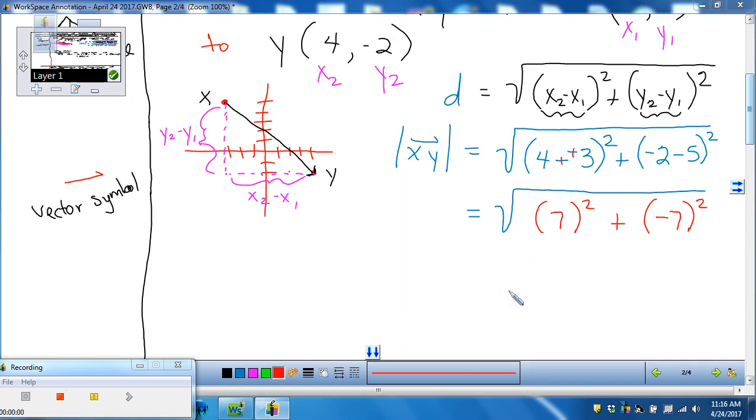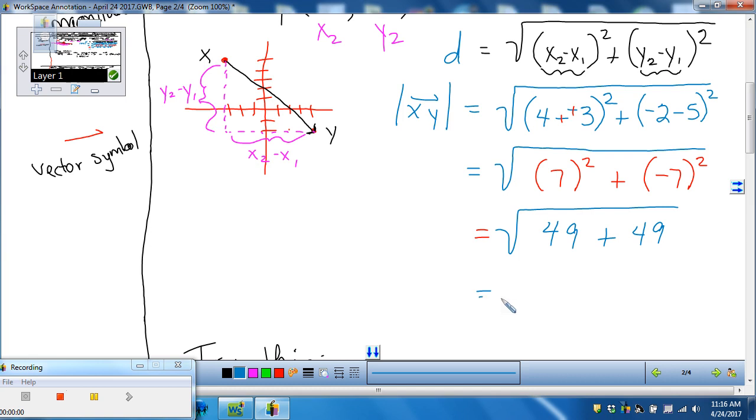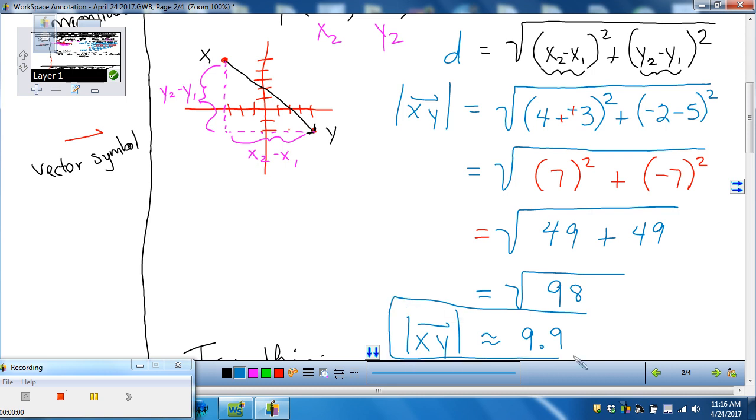Now if you're putting this in your calculator, when you square a negative, you need to make sure there's parentheses around the negative so that when you square it, it becomes positive. Otherwise, you will get the wrong answer every time. 7 squared is 49. -7 squared is also 49. And when I add those together, I get the square root of 98. And the square root of 98 is approximately 9.9. And that is my final answer.